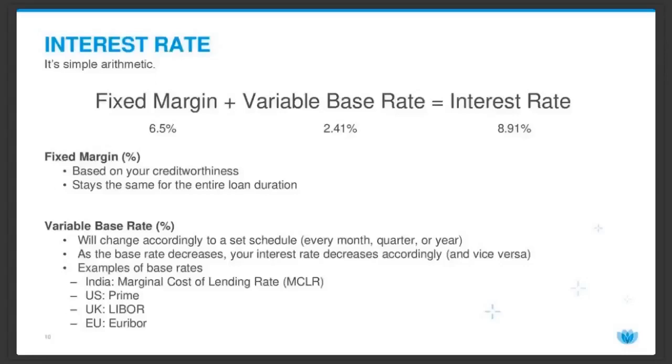Now there are a few examples of variable base rate. In India, the banks or the NBFCs usually use the MCLR, that is the marginal cost of lending rate. The US uses something called the prime, and the UK uses something called the LIBOR, which is the London Interbank Offered Rate. It's a benchmark rate. And for the Eurozone, they use Euribor. So these are all examples of the variable base rate used.